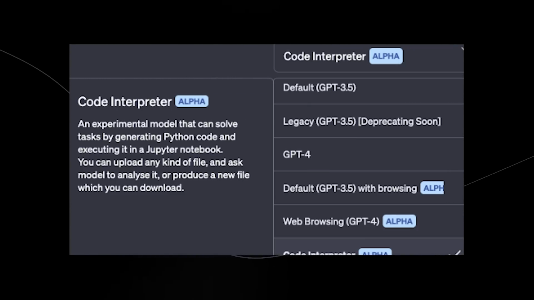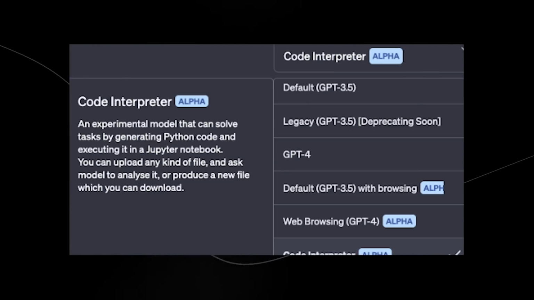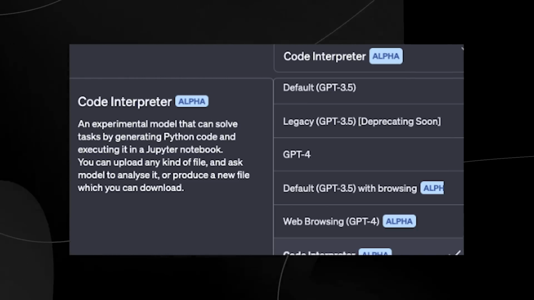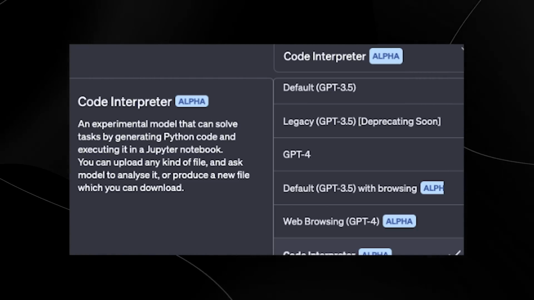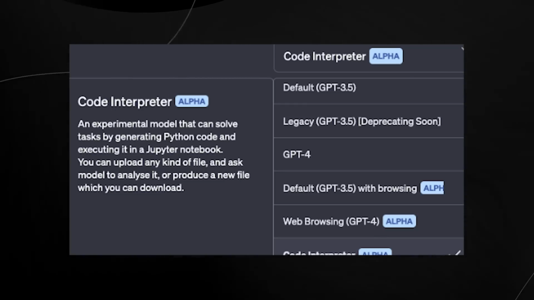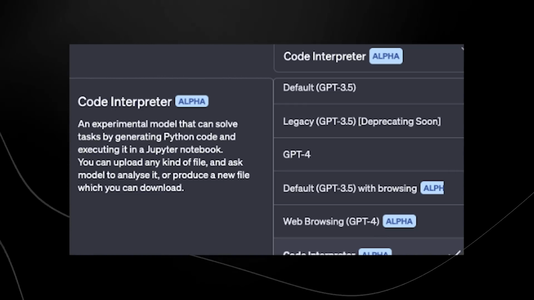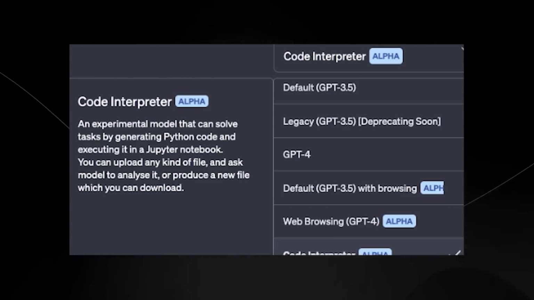So it says, Code Interpreter, an experimental model that can solve tasks by generating Python code and executing it in a Jupyter notebook. You can upload any kind of file and ask the model to analyze it, produce a new file, which you can download. Now, that might sound like a bunch of mumbo jumbo jargon, but essentially you can upload files, analyze the data, and then get back out different file types.